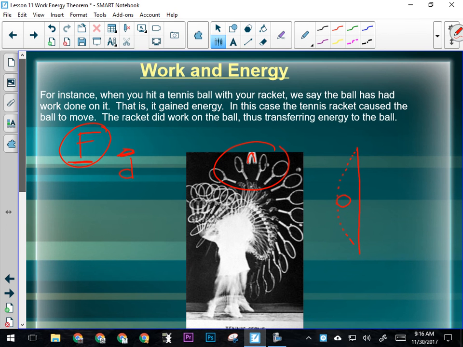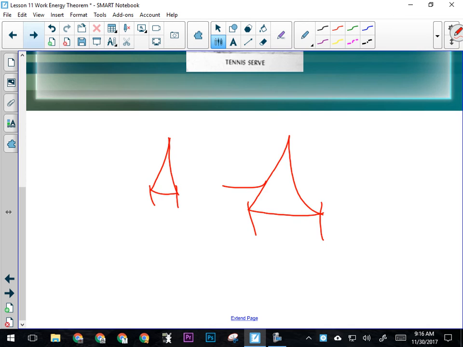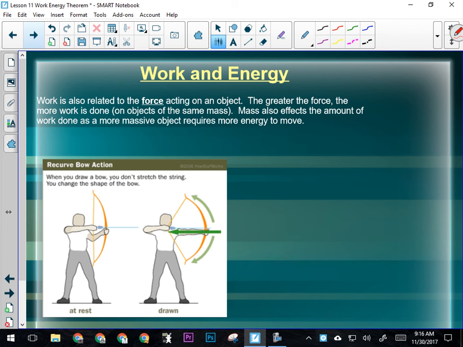All right. So does that make sense there, the energy transfer part? We change any part of this formula, and we've got more work. So work is also related to the force that's acting on the object. The greater the force, the more work is done on objects of the same mass. Mass can also affect the amount of work done, as a more massive object would require more energy to move. So if I wanted to get it, let's say, to the same speed or the same height as a light object, that's where these two formulas come into play.